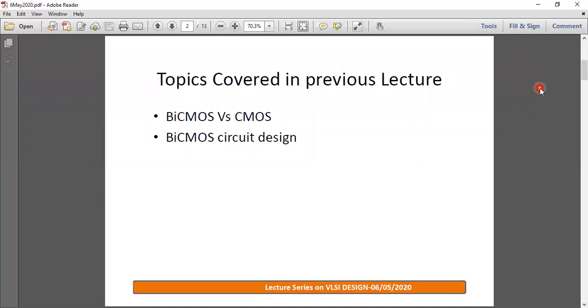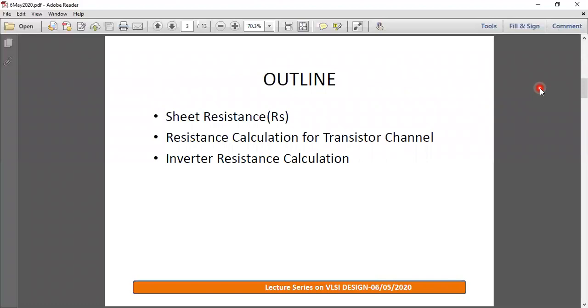So let us begin with lecture 17. So outline for this lecture is as follows. First we'll understand what is sheet resistance and why is this concept required. Then we'll compute resistance for transistor channel, and we'll calculate resistance for NMOS inverter as well as CMOS inverter.